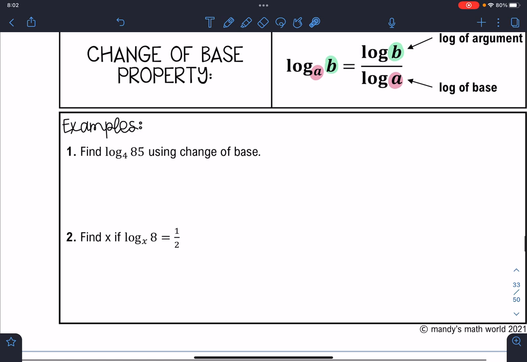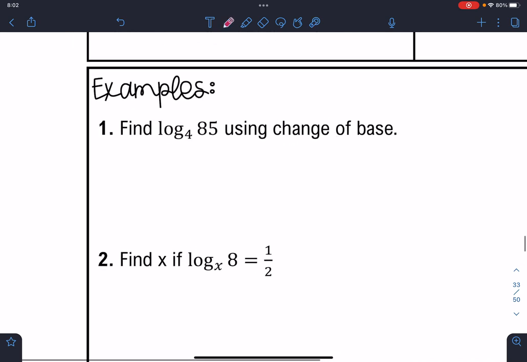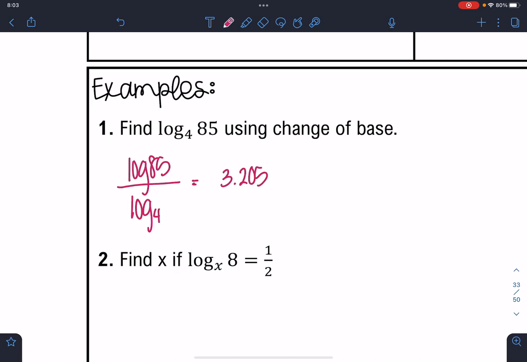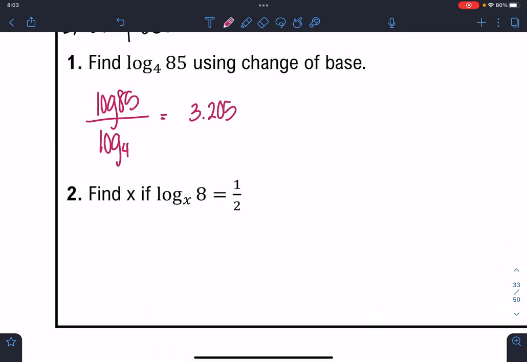Okay, so let's just do a couple of examples of review here. One is we're just going to use the change of base property, to make sure we know what it is. And so remember, we can write this as log of 85, that argument or the answer, over log of 4, and that's going to give me the same thing. And so again, we can just type that into our calculator, log 85 over log 4, which gives me 3.205 when rounding.